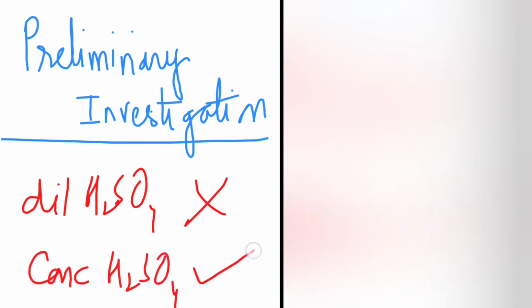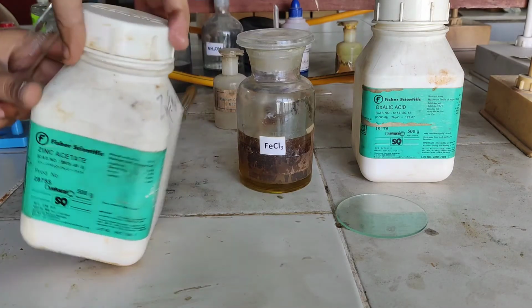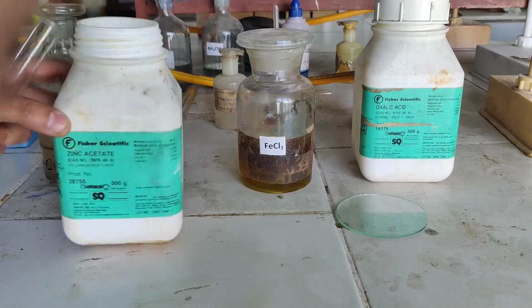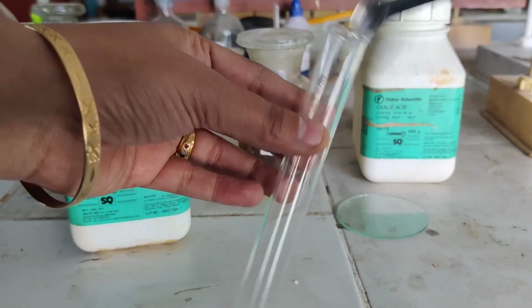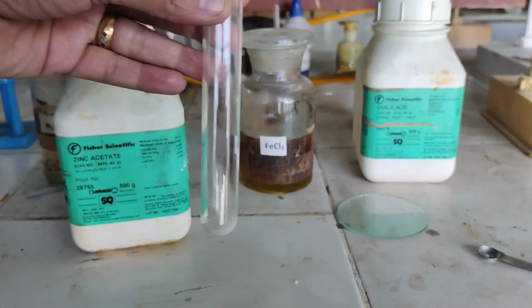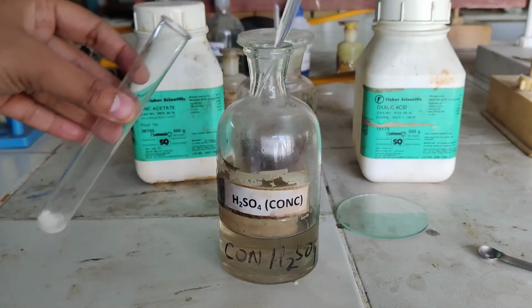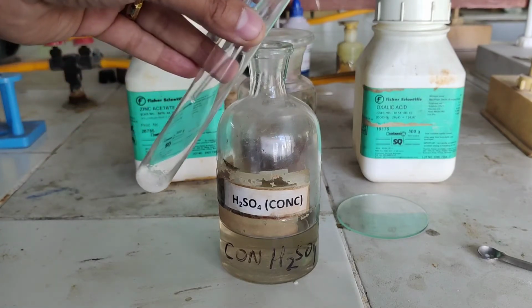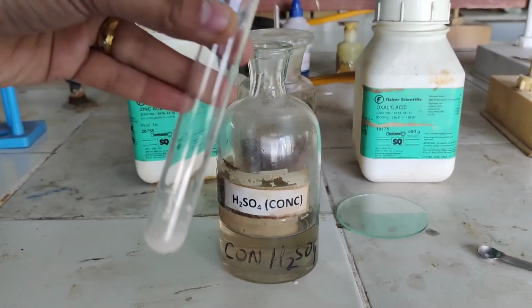But if we add conc H2SO4, first take a salt in a test tube. Then you have to add concentrated H2SO4 into it. So the observation will be smell of vinegar is obtained, or we can say odor of vinegar is there.